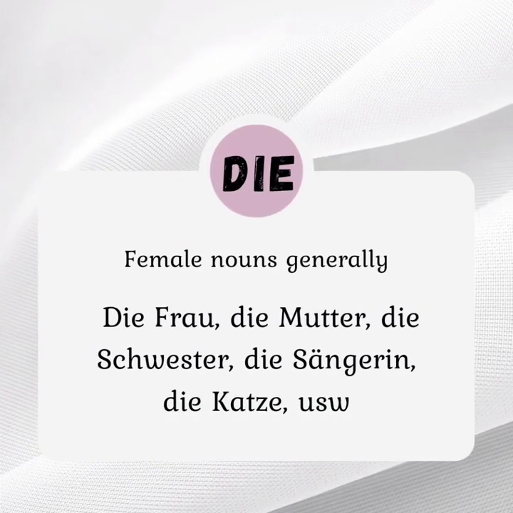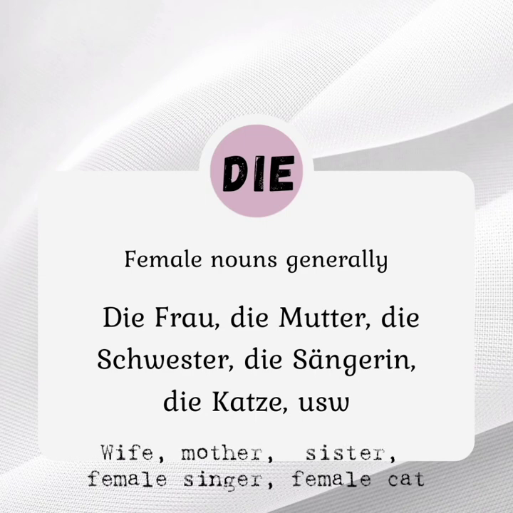The feminine nouns that are easily recognizable are the ones that are considered female generally, by everyone. Examples are mother, sister, aunt, and so on and so forth. So here we have die Frau, die Mutter, die Schwester, die Sängerin, die Katze, und so weiter, and many others.